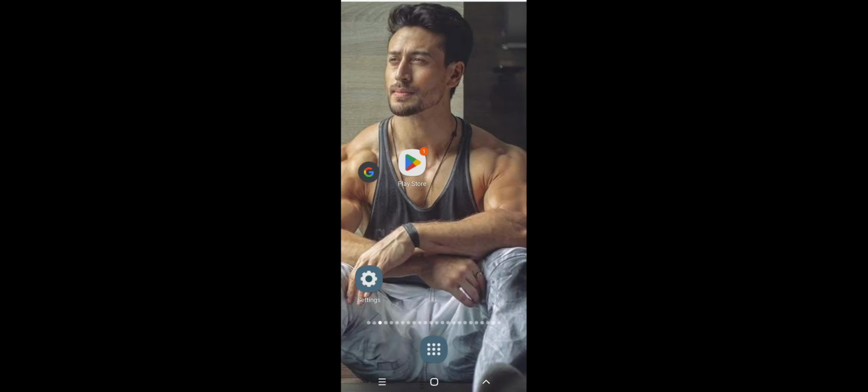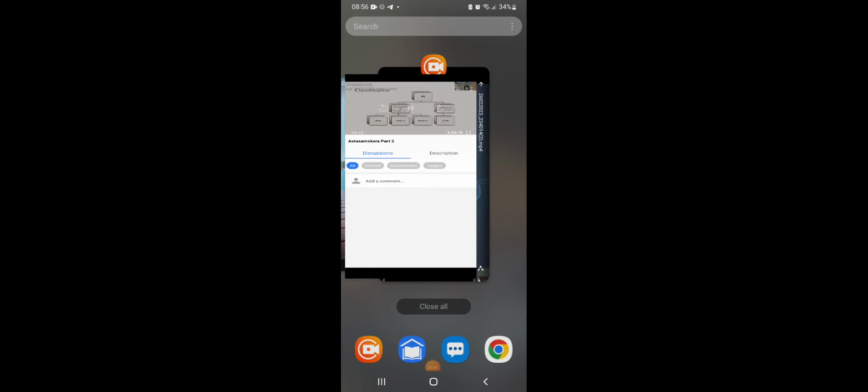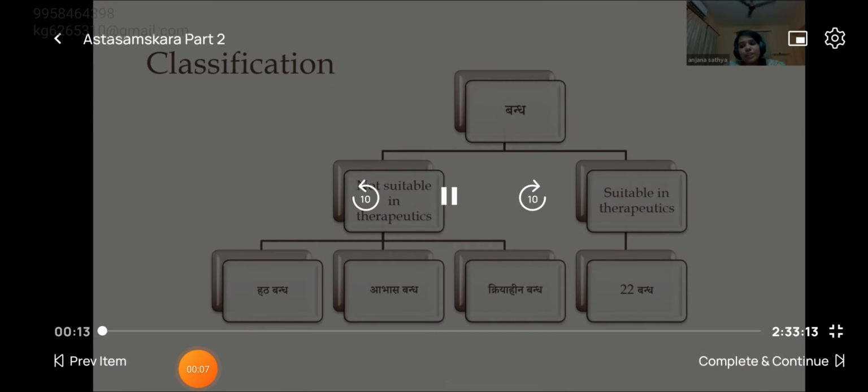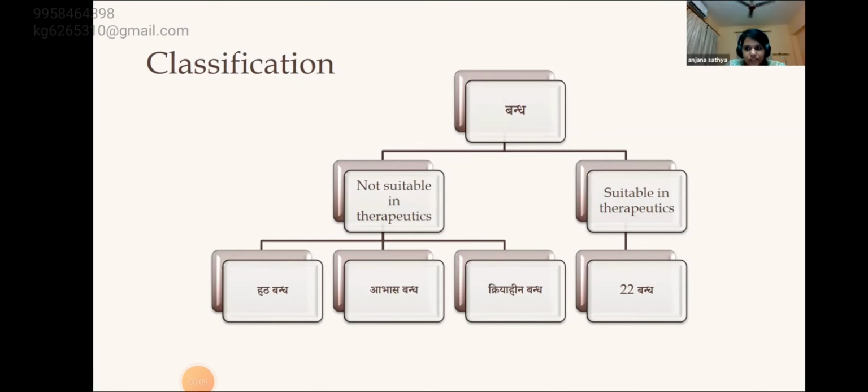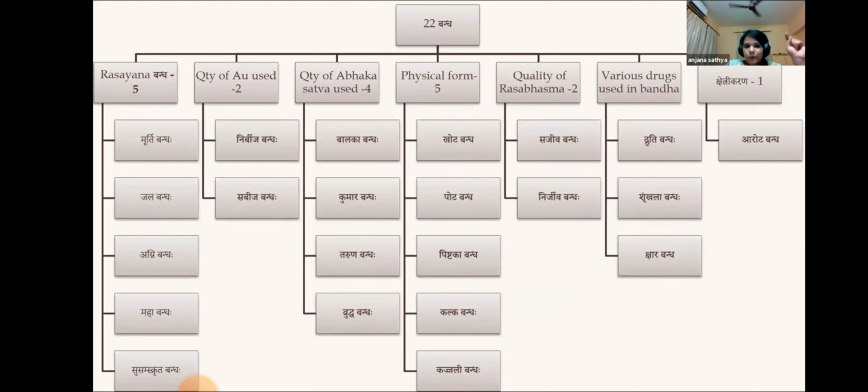Lead to diseases. So that is the Kriyahina Bandha. So there are three bandhas which are harmful, and 22 other bandhas which are suitable for therapy. And these 22 bandhas can be again classified like this. This classification is based on certain criteria.